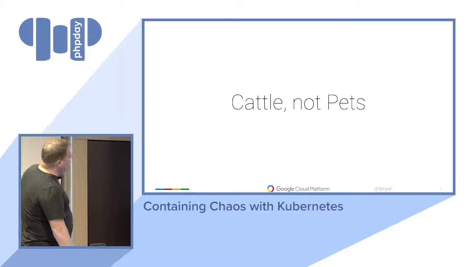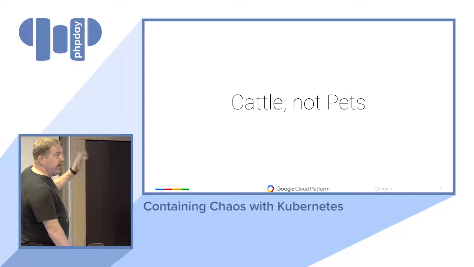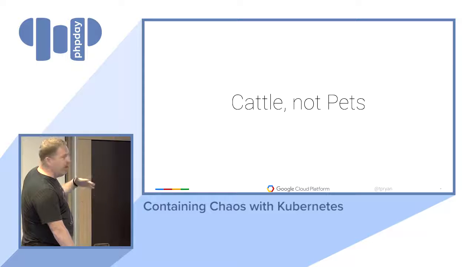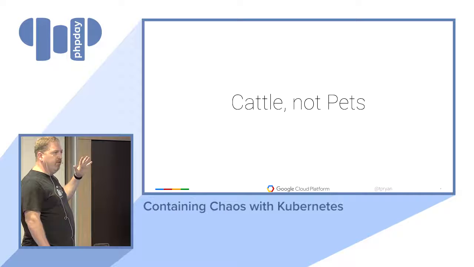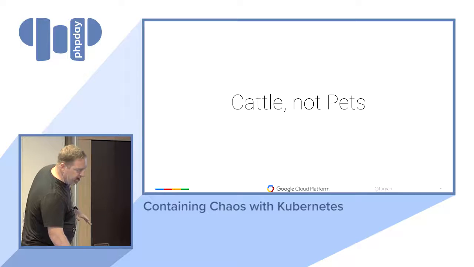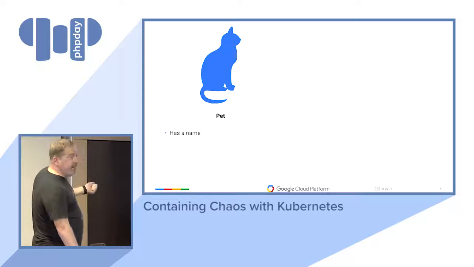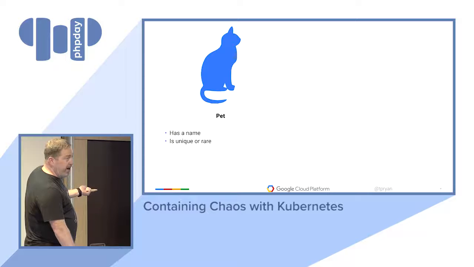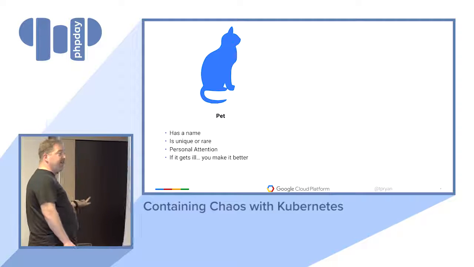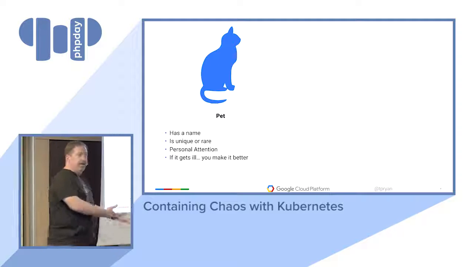So what we like in Kubernetes, in the container world, is what we call cattle, not pets. Have people heard this metaphor before? Cattle, not pets? Okay. A pet has a name. It's unique or rare. It gets personal attention, and if it gets sick in the middle of the night, you're up all night trying to make it better.